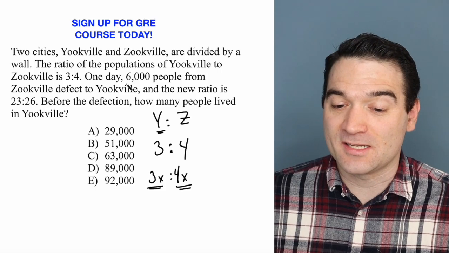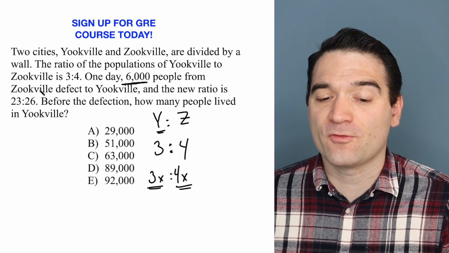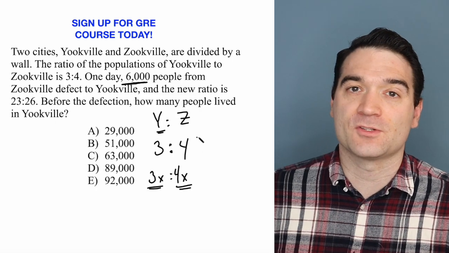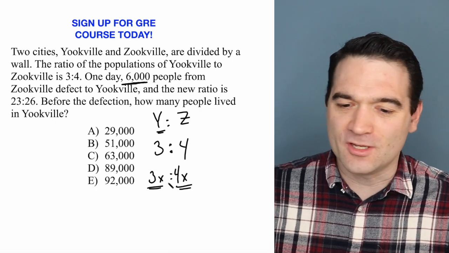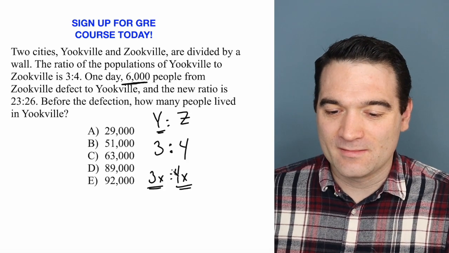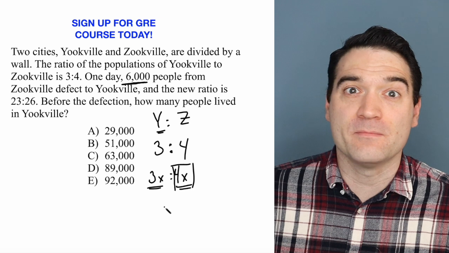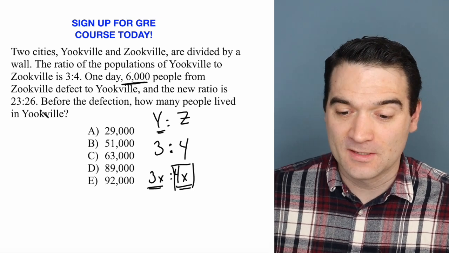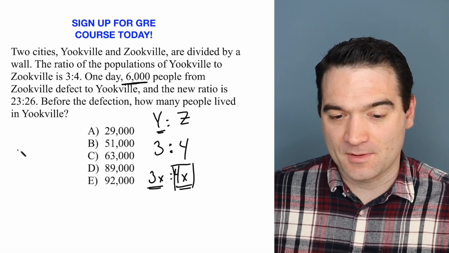Well, let's start this population shift here. 6,000 people from Zoukville defect to Youkville. So let's set up the post migration number. I start with 4x people in Zoukville. That could be 4,000, 4 million, 8, whatever, right? And I lose 6,000 of them. So I'm gonna put this over here.